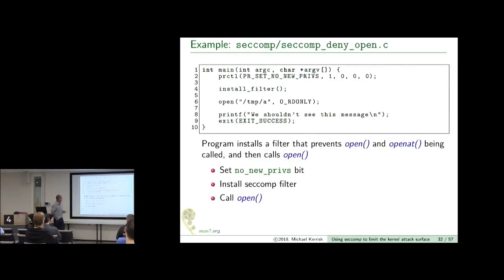So let's look at a small, complete example now. What I've got here, my main program, I'm setting this no_new_privs bit. That's the first thing I must do before I install a filter. Then I've got a call to a function which installs the filter. We'll look at that in a moment. And then my program calls the open system call, and then on line 8 there's a message telling us we shouldn't see this message. That's because the filter is going to cause the open system call, when the open system call is made, the filter is going to tell the kernel to kill the program.